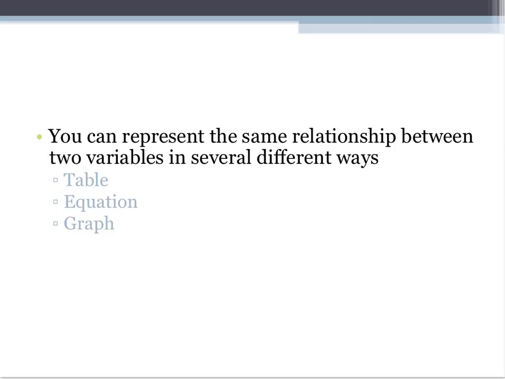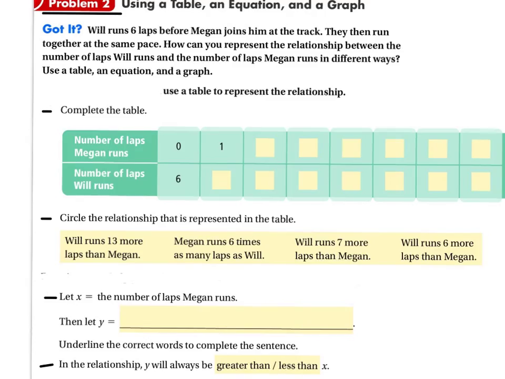You can represent the same relationship between two variables in several different ways. We've seen them represented as a table, an equation, and a graph. Problem 2. This does not have to be written into your notes, just pay attention as we go through it.